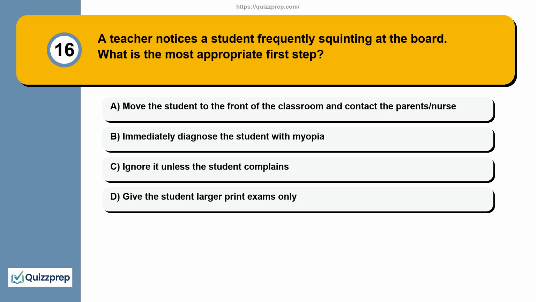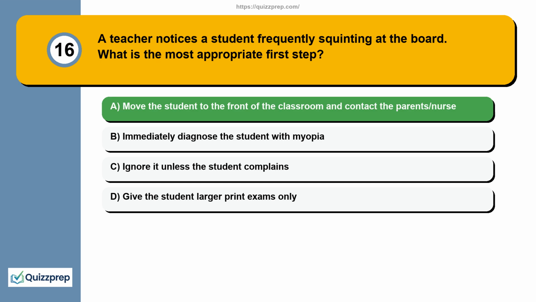Question 16. A teacher notices a student frequently squinting at the board. What is the most appropriate first step? Here are your options. Option A. Move the student to the front of the classroom and contact the parents or nurse. Option B. Immediately diagnose the student with myopia. Option C. Ignore it unless the student complains. Option D. Give the student larger print exams only. The correct answer is option A.